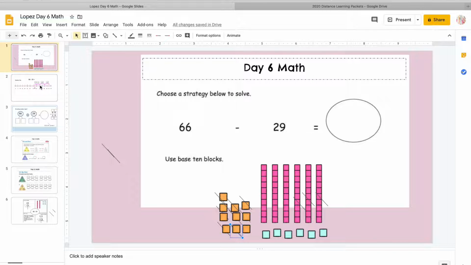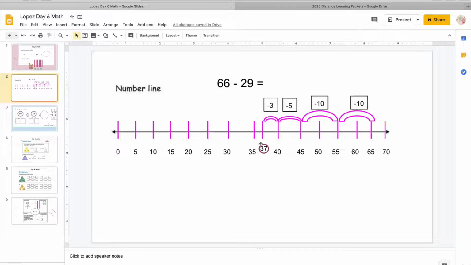They're asking for another strategy, which is the number line. So here you can see our number line. Sometimes number lines will increase by 1, so you're going to get 0, 1, 2, 3, 4, all the way to 66. And sometimes they skip count. You'll see number lines skip count by 5s or 10s. Here our number line is skip counting by 5s. So it goes from 0 all the way to 70, which is going to allow us to show 66 minus 29.